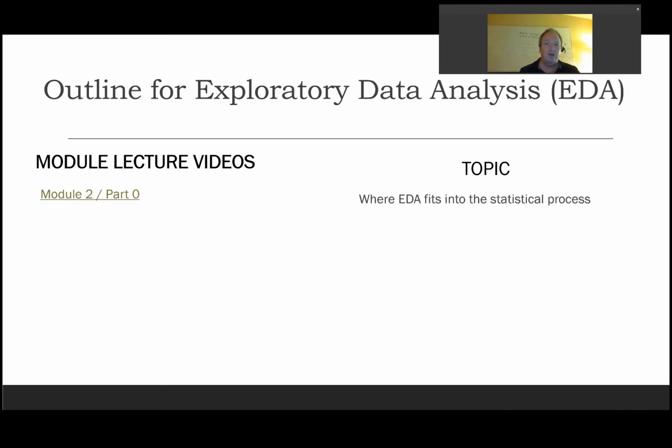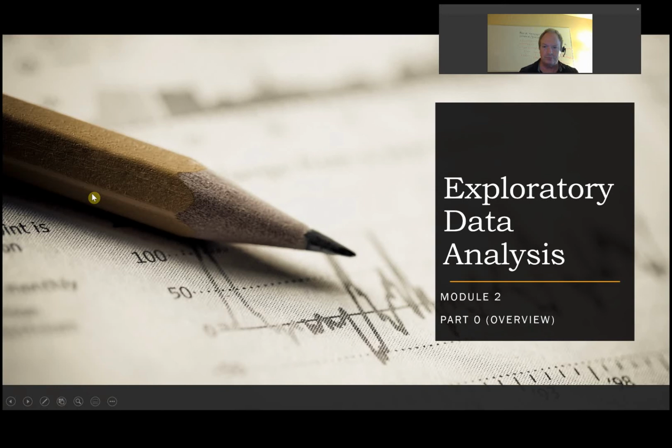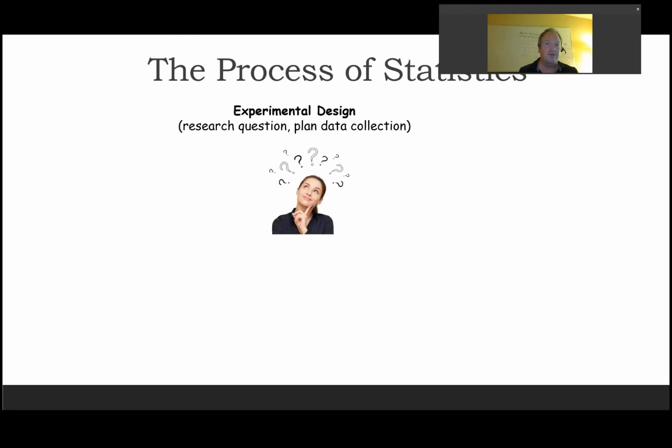So the first thing we want to do is get some perspective and context as to where EDA fits into what we've been doing so far. And we've said that one of the most important things to know about statistics is that it's a process. In Module 1, we talked about the first couple of steps we take in this process. The first thing we always do is we start with a question. And then we have to plan how we're going to collect the data. And this overall process is called experimental design. And we saw that there was a lot that went into this process.